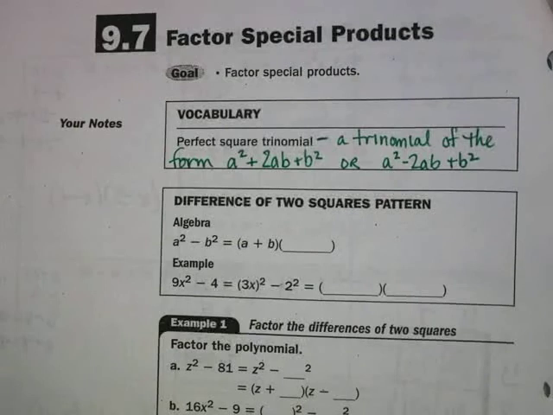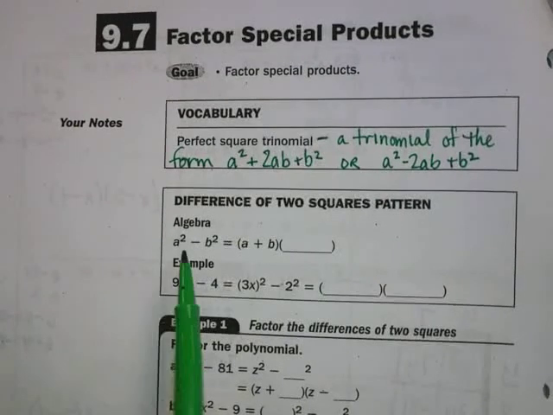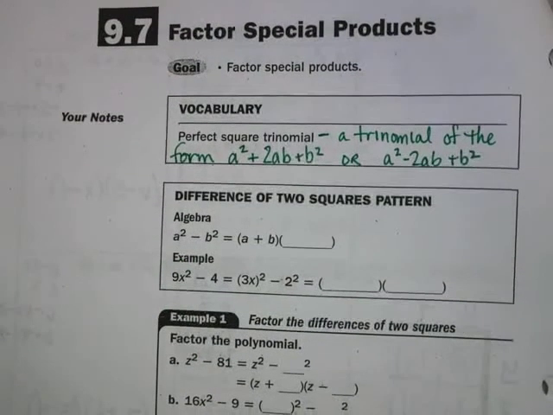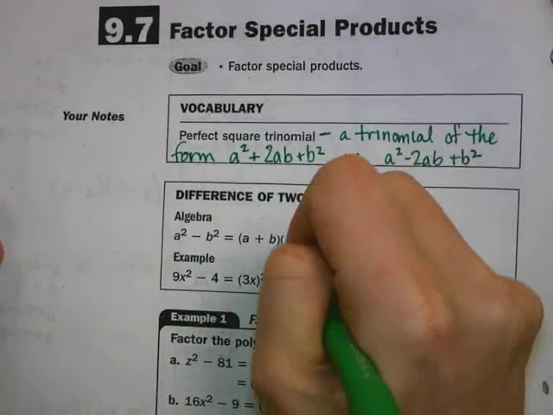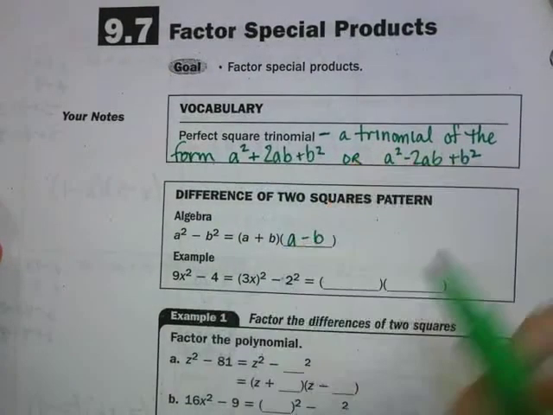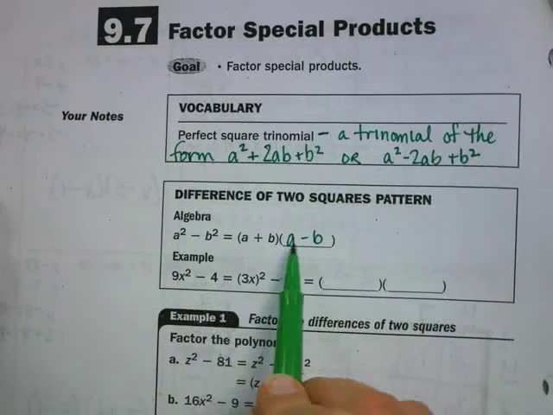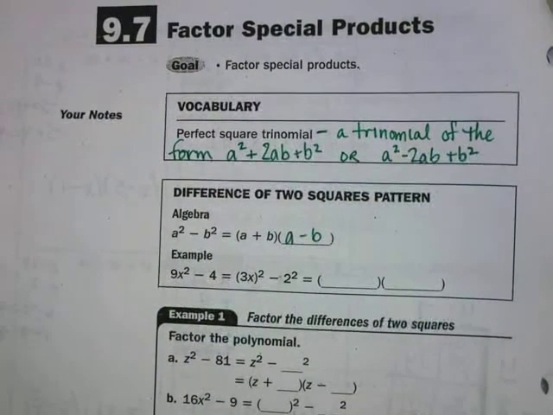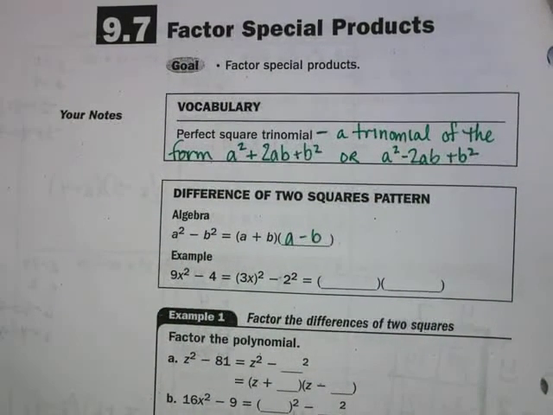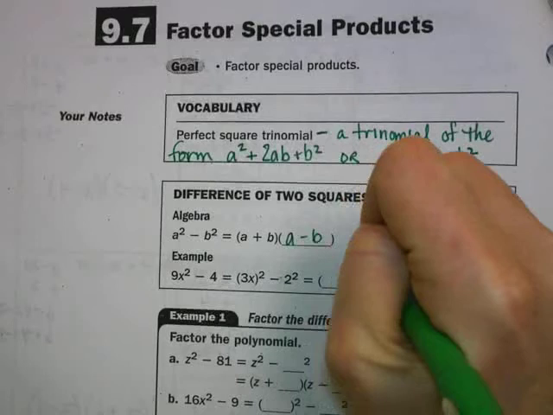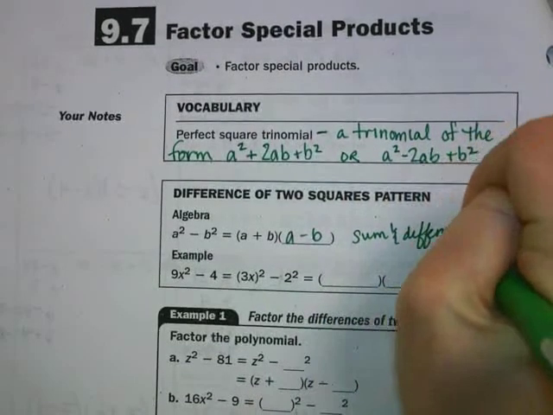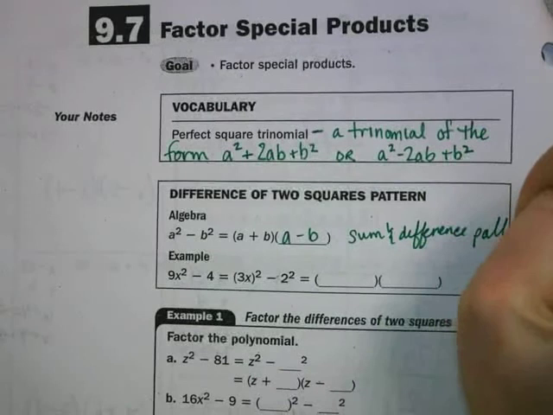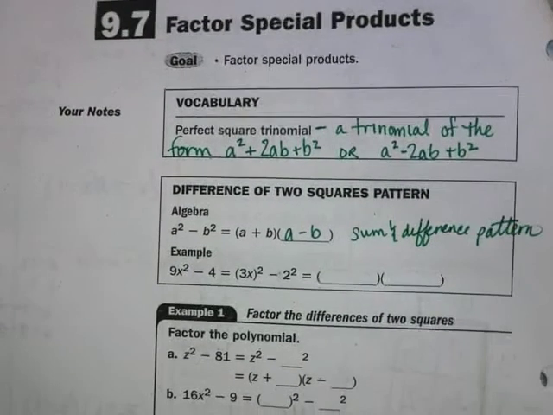Okay, so to do that, first of all, we may have a squared minus b squared. And that pattern to get that is a plus b, a minus b. So it's the two numbers with a plus sign and a minus sign. And this is called the sum and difference pattern. One's a sum, one's a difference.